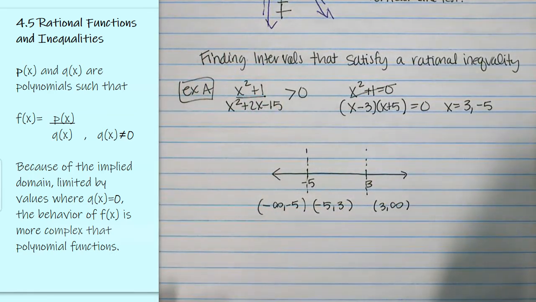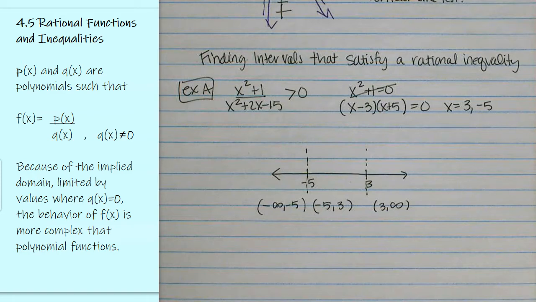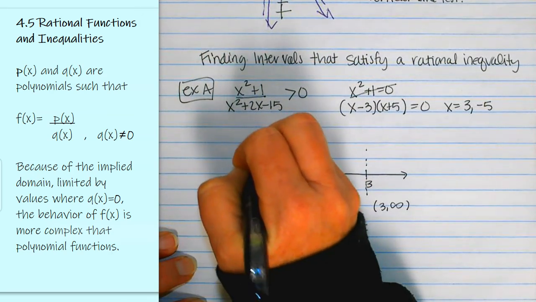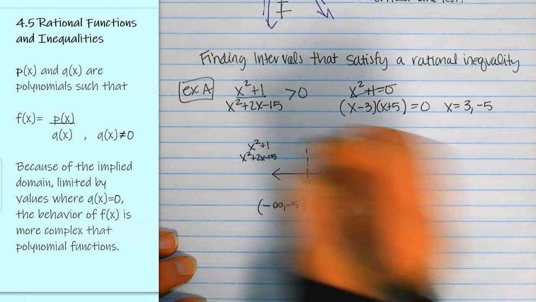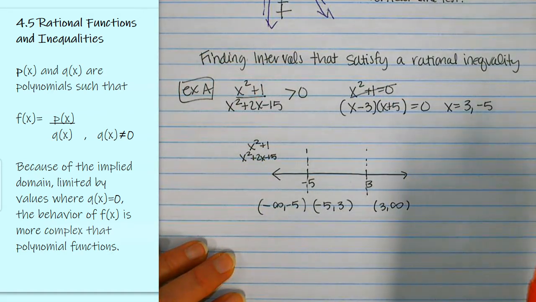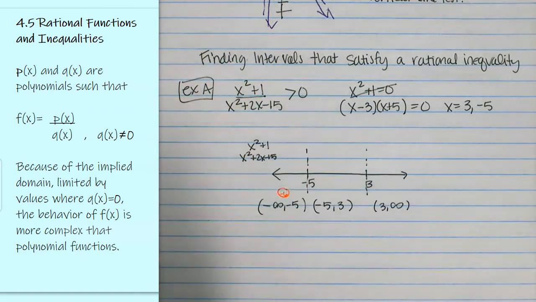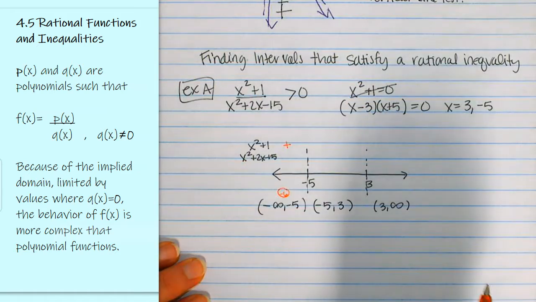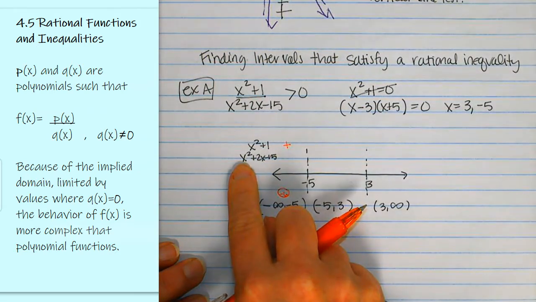And now our sign test: we're going to plug in numbers and see what kind of values we get. We're going to test values and find out if it's positive or negative by plugging them in. I'm going to plug in x squared plus 1 and x squared plus 2x minus 15. We're going to pick a value in this interval and test it. Let's pick negative 6. I'm going to put that in a little circle because that's my test value. I plug in negative 6, square it and add 1. That's a positive number. Negative 6 squared is 36.